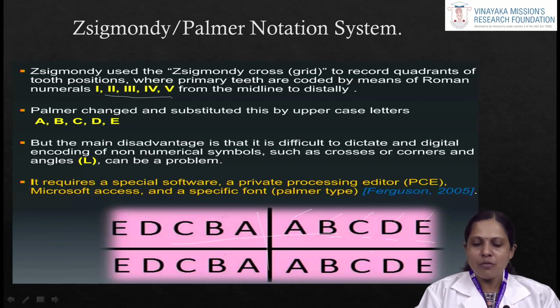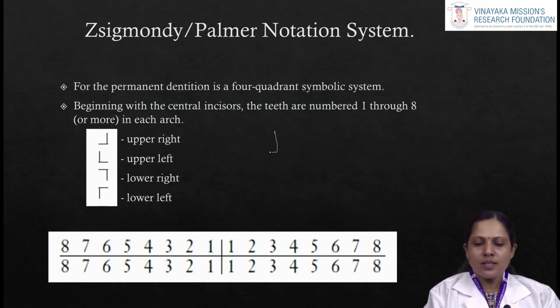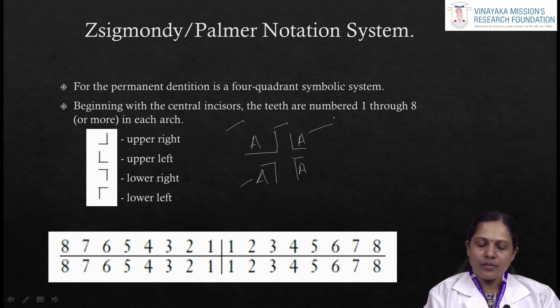So it will be same for all the 4 quadrants. Okay, so by using these grids only we can represent whether it is right or left or upper right or lower left. Okay, so whether it is maxilla, mandible or right or left can be denoted with the help of these grids only. Hence we are using symbols like these. It is also known as symbolic system.